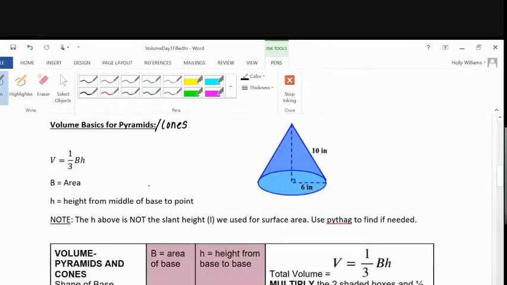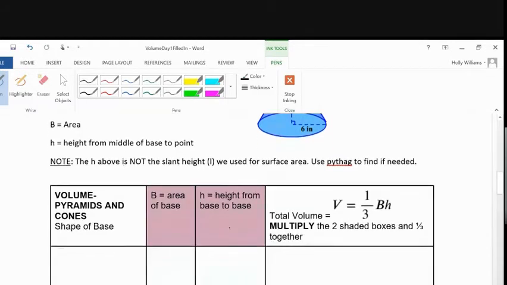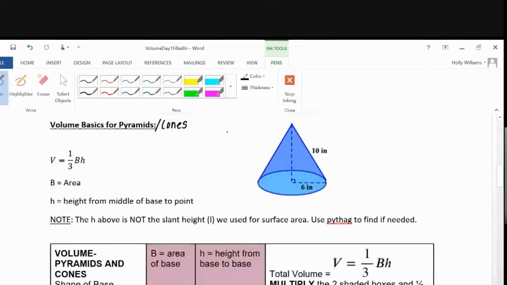So like if you had a square pyramid and then a square prism, and they both had the same height and the same base, the pyramid would just be 1/3 of the prism. So kind of cool. So 1/3 base times height, same thing. But now you're just going to divide it all by 3. So let's do this cone.